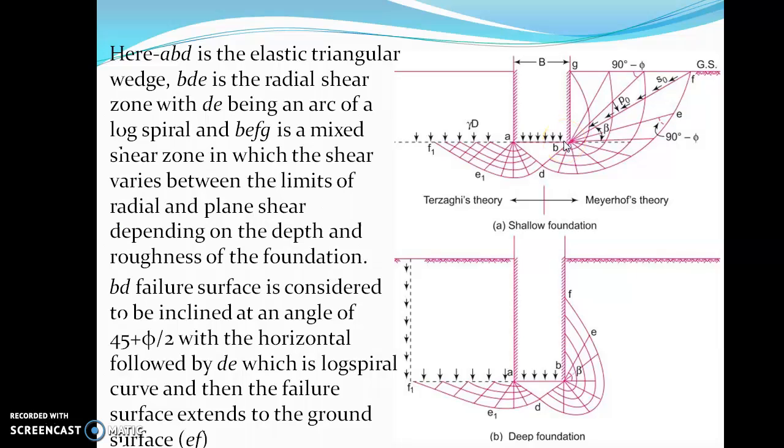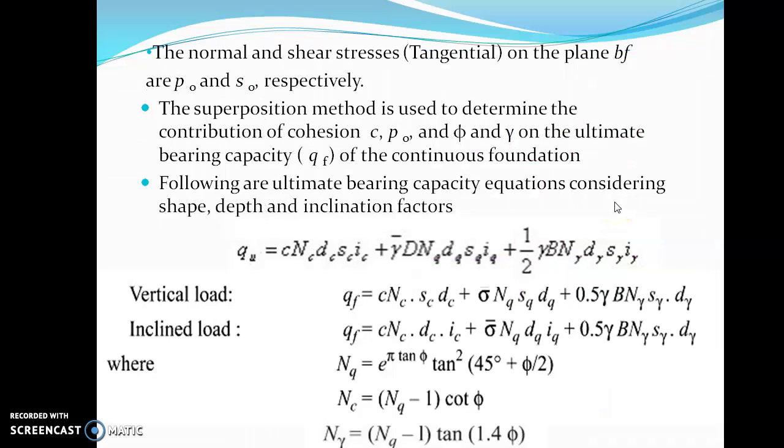Alright, BD failure surface is considered. Where is BD? This is BD, and its inclination is considered to be this angle. This angle ABD is considered to be 45 plus phi by 2, where phi is the angle of friction. So this angle ABD will be 45 plus phi by 2 with the horizontal, which is followed by a logarithmic spiral which extends near the ground surface.